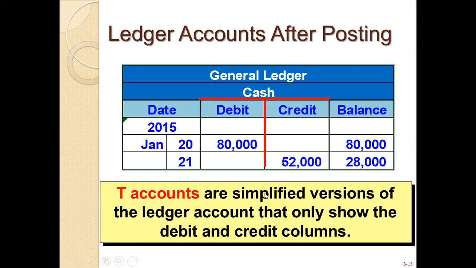T accounts are also a simplified version of a ledger account that only shows the debit and credit columns, no more. That is the simple form showing just debit and credit, but the balance at the end you will calculate. Fine class, now it is up to you. You can use the T ledger account for manual accounting, but if you want to make software, then you normally do not use T accounting; you use the concept of a spreadsheet in which you put the date, the debit and credit columns, and at the end you calculate the balances.